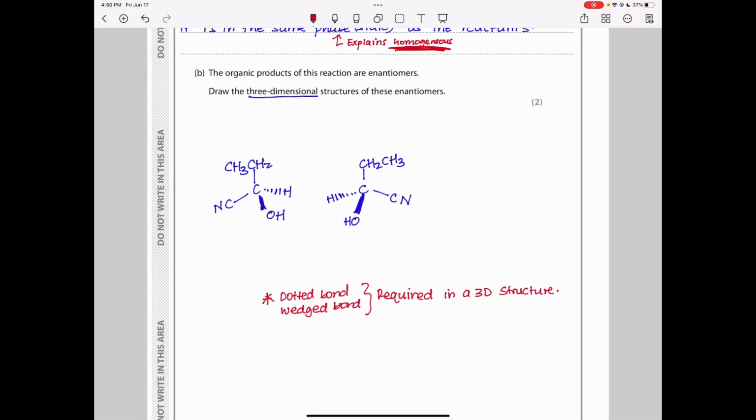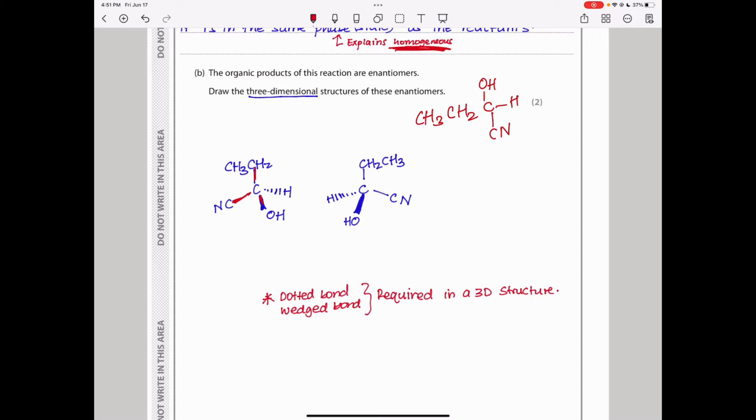The next question says the organic products of this reaction are enantiomers. Draw a 3-dimensional structure of these enantiomers. So the enantiomers produced, of course, are going to be CH3CH2, a C with an H here, a hydrogen here, and a CN here. We have to draw them as enantiomers, meaning we have to use the wedges as well as the dotted lines. In this case, this one is towards me and I can see it, but the other is moving away from me towards the other side.